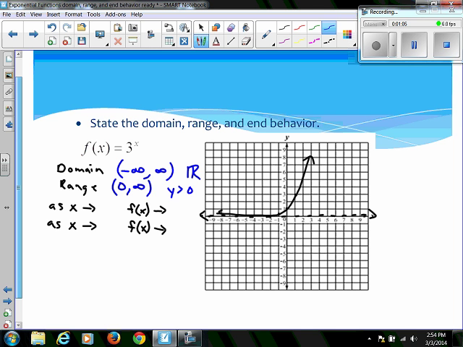Now let's look at the end behavior. What's happening on the left? The x's are going to negative infinity, and the y's are getting close to 0. On the right-hand side, positive infinity for the x's, positive infinity for the y's.